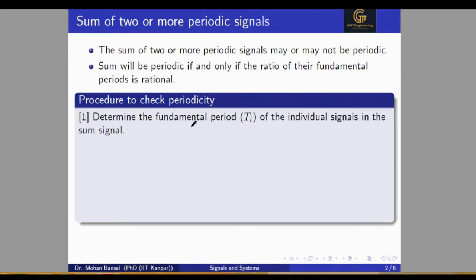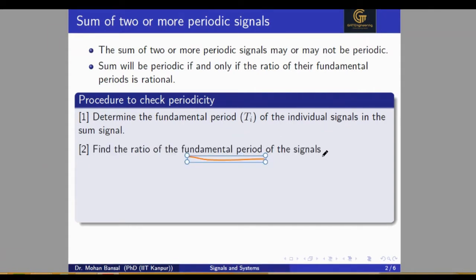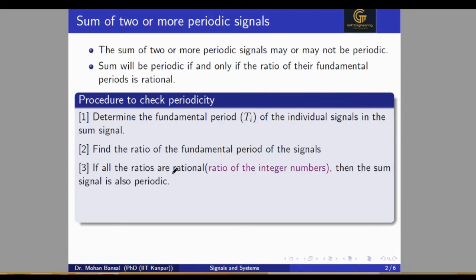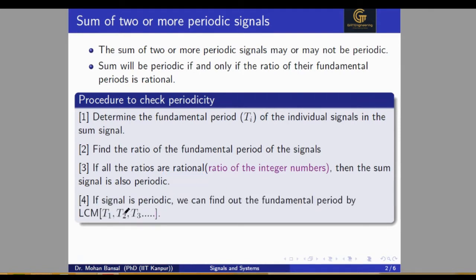First, we compute the fundamental period of the individual signals in the sum signal. After that, we compute the ratio of their fundamental periods. If the ratio is a rational number, then the sum signal will be periodic. If the signal is periodic, then we need to find the fundamental period. We can compute it by taking the LCM of the individual fundamental periods. So this is the procedure to check the periodicity and compute the fundamental period of the summed periodic signal.